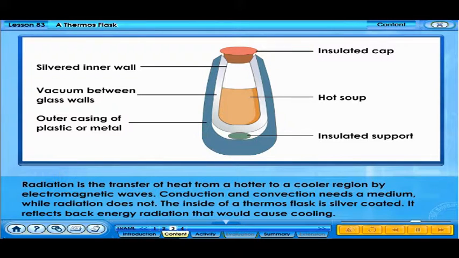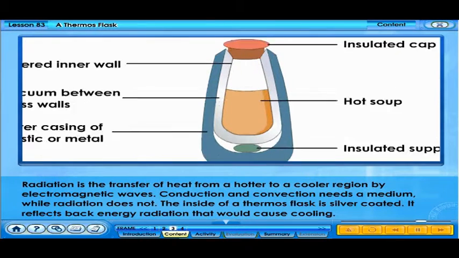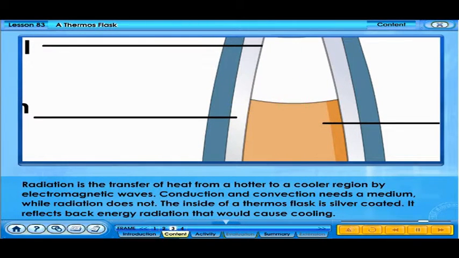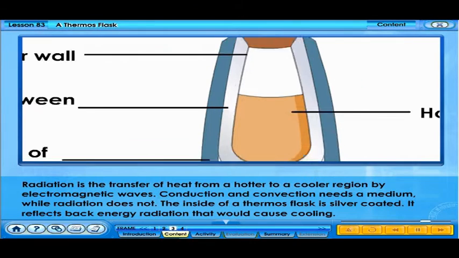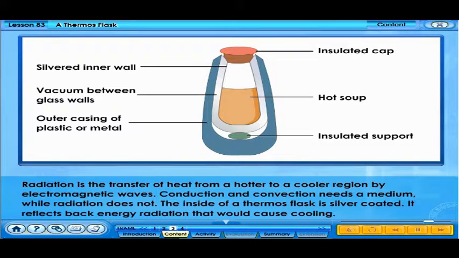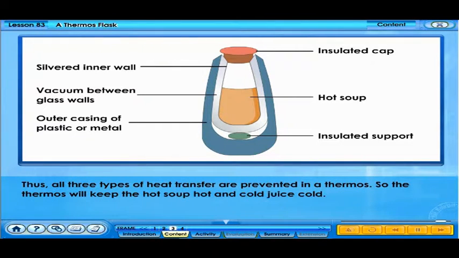Radiation is the transfer of heat from a hotter to a cooler region by electromagnetic waves. Conduction and convection need a medium. Radiation does not. The inside of a thermos flask is silver-coated. It reflects back energy radiation that would cause cooling. Thus, all three types of heat transfer are prevented in a thermos. So the thermos will keep the hot soup hot and cold juice cold.